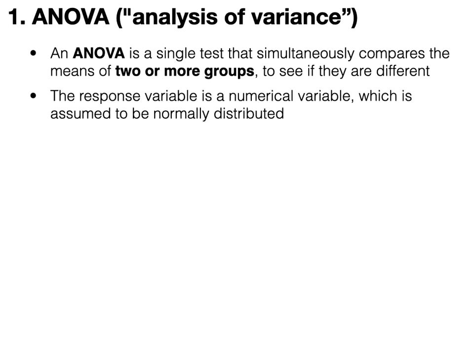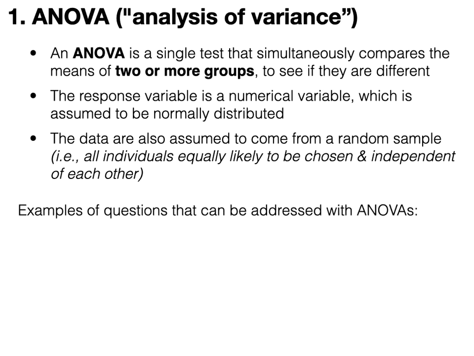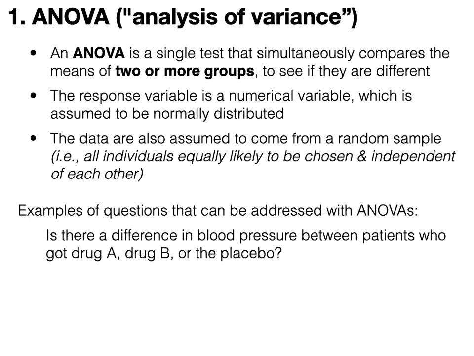It needs a numerical response variable, and the test assumes that the numerical response variable is normally distributed. The data are, as always, assumed to come from a truly random sample. And here are some examples of questions that can be addressed with ANOVAs. Is there a difference in blood pressure between patients who got drug A, drug B, or a placebo?